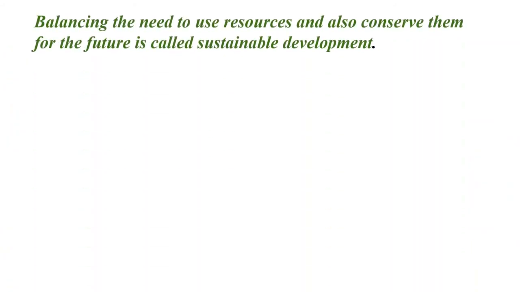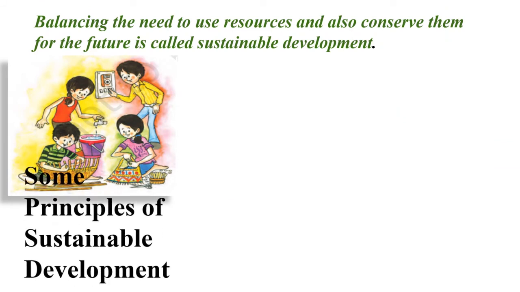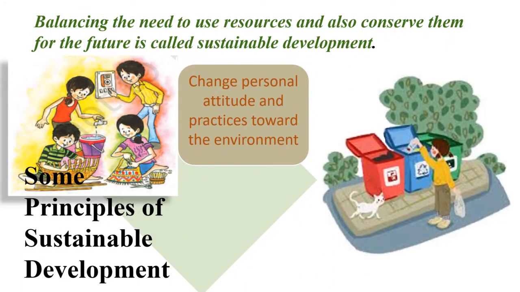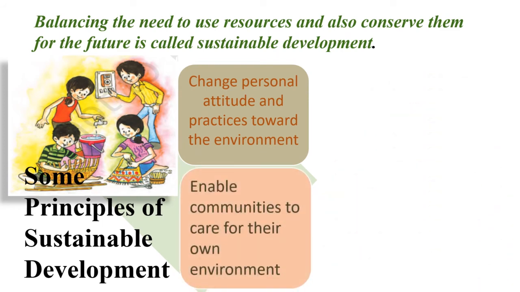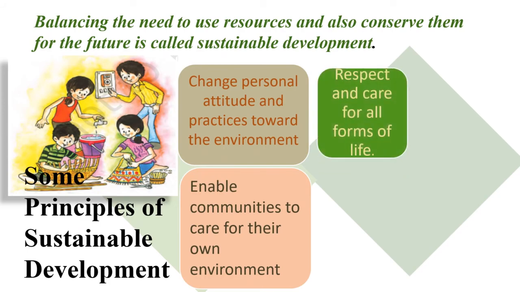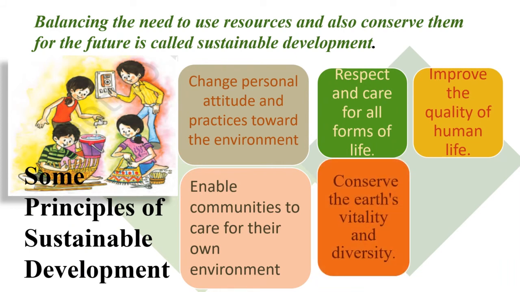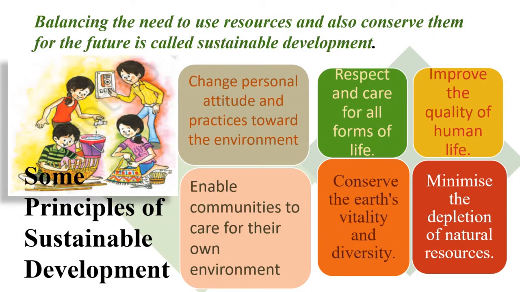The other way of resource conservation is sustainable development. Let us know what is sustainable development. Balancing the need to use resources and also conserve them for the future is called sustainable development. It is a state of carefully utilizing resources for the requirement of the present generation and taking care of the future generation. There are certain principles of sustainable development which we should follow religiously: change personal attitude and practice towards the environment, enable communities to take care of their own environment, respect and care for all forms of life, improve the quality of human life, conserve the earth's vitality and diversity, minimize the depletion of natural resources.